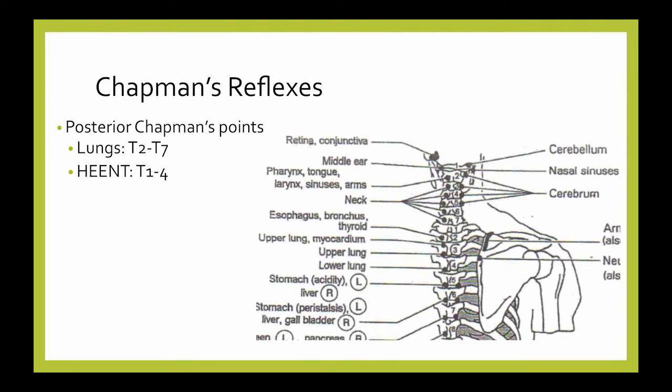For Chapman's reflexes, we have posterior points. In the lungs, you're looking at T2 to T7. And then for the head and neck, HEENT, you're looking at Chapman's points that are T1 to T4, meaning you go to the spinous process and just go lateral at the T7 segment, and you can follow it all the way up to T2, and if you have tender points there, those are some of your Chapman's points that you're going to find in your lung patient.